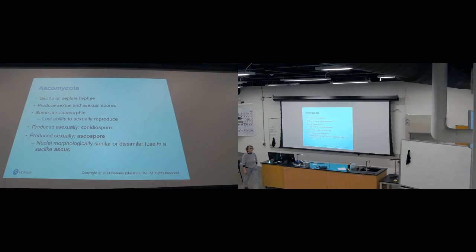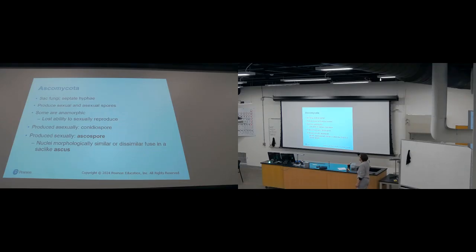Ascomycota. It is a sac fungi. It has septate hyphae, and it reproduces sexually and asexually. Some of them can lose the property to reproduce sexually, and they become what is called anamorphic. So it is this type of fungi that when it reproduces asexually, it does so through conidiospores, and when it reproduces sexually, it does so with ascospores.